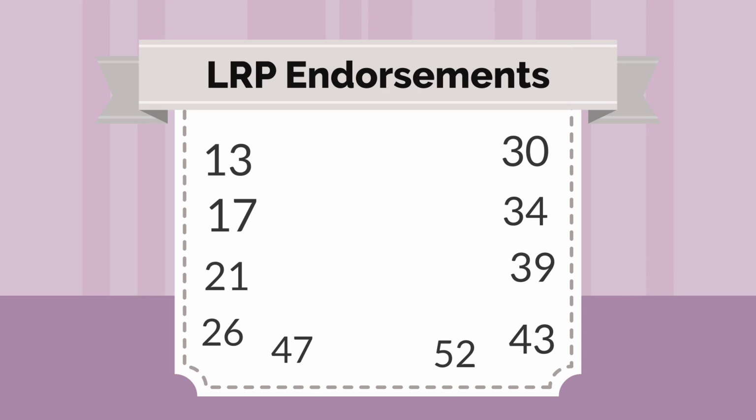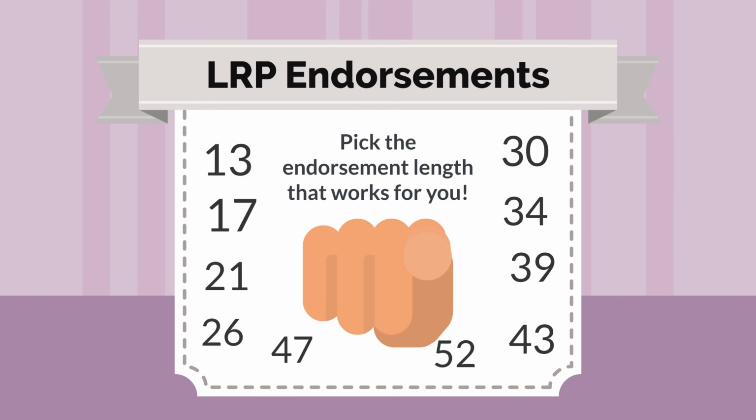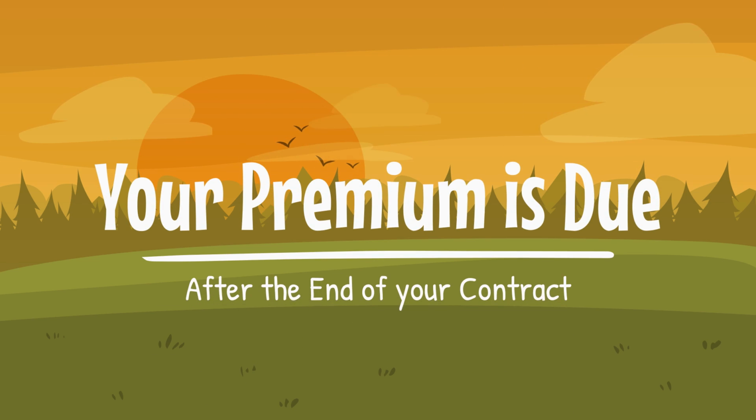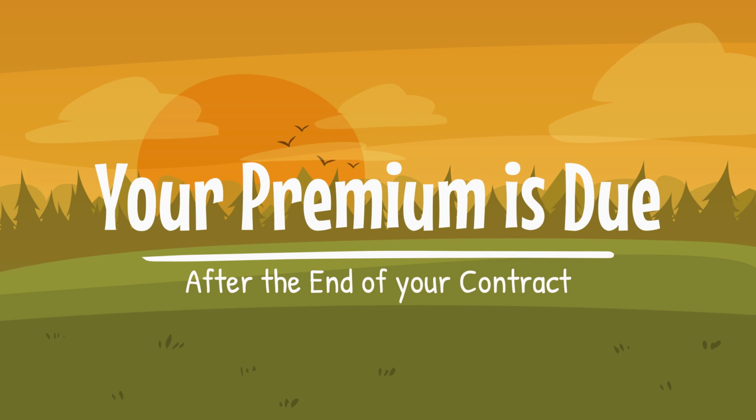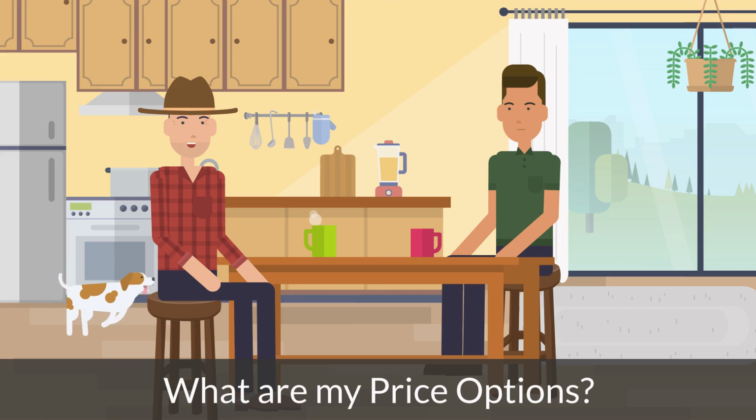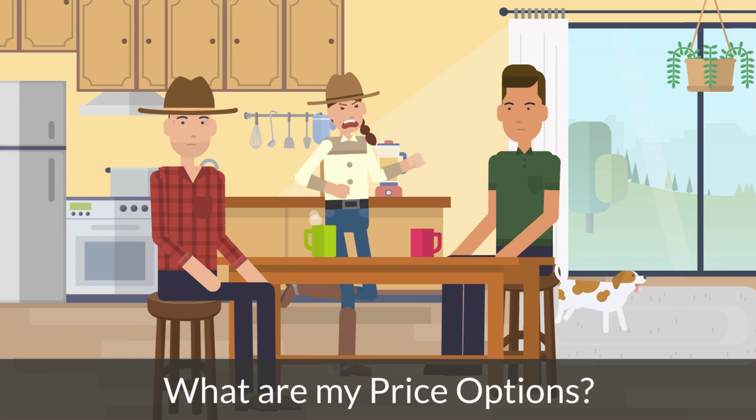The longer contracts are sometimes not offered. The idea is to try to select the week endorsement that is nearest to when you'll be marketing your cattle. It is also important to note that the premium for your LRP contract is not due until after your contract ends. Can I pick any price that has been offered recently?